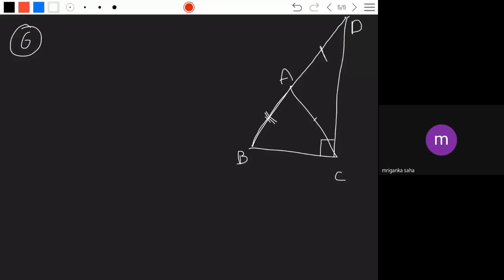Did you get my point? Question understood? ABC is an isosceles triangle. Here this side is equal to this side, meaning AB equals AC. And BA is produced to D such that AD is equal to AB. So when AD is equal to AB, you can say that AD is equal to AC also. Isn't it? Yes, sir. So from this, we need to prove that triangle BCD is a right angle triangle, BCD is 90 degrees.